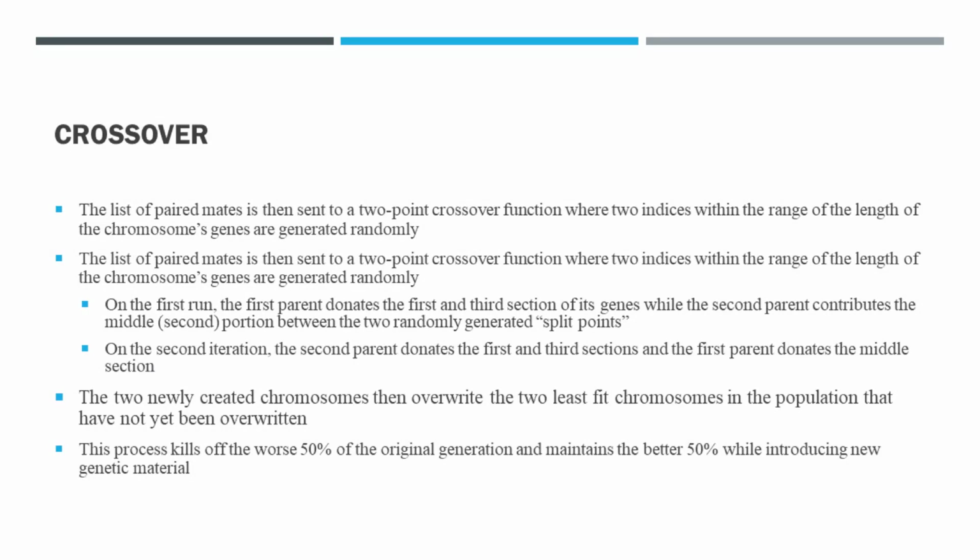On the second iteration, the second parent donates the first and third sections, and the first parent donates the middle section. The two newly created chromosomes then overwrite the two least fit chromosomes in the population that have not yet been overwritten, since we don't want to overwrite the same two chromosomes each time. That would be pointless. Now here, the process kills off the worst 50% of the original population and maintains the better 50% while introducing new genetic material into the population to help it achieve a better solution.